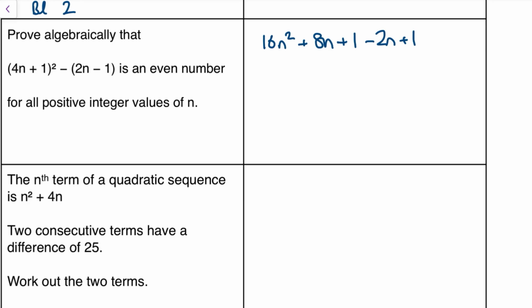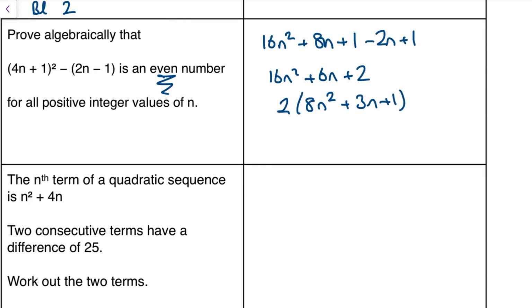So all of this together is going to give me 16n squared plus 6n plus 2. Now, in order to show it's even, which is the key of the question, I need to factorise a 2 out. So it's going to be 8n squared plus 3n plus 1. Now, I can factorise more. Well, actually, I can't. But even if I could, I only want to factorise out the 2, because the whole point is that I'm showing that 2 is a factor. And so, therefore, it is even.